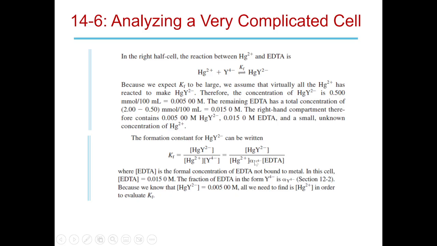Does everybody know where to get this mole fraction of Y4 minus? You remember you had that table at 25 degrees Celsius. The alpha for Y4 minus would be at each pH. So you'd get that table, you'd look up 6, and that would give you that alpha. Okay, mole fraction. Fantastic. So you plug these things in. We're going to have to find the Hg2 plus concentration to find the Kf, aren't we? And the Kf is the answer we want.